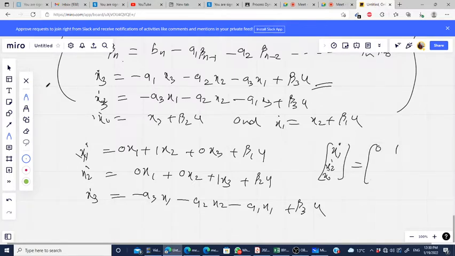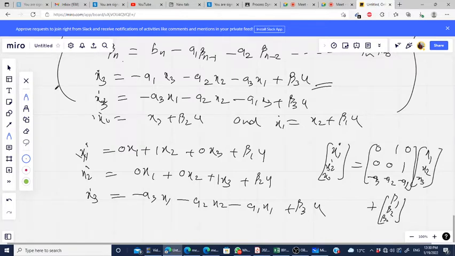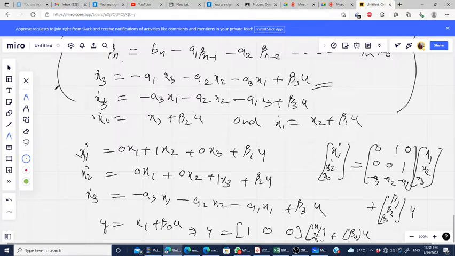0, 1, 0; 0, 0, 1; minus a3, minus a2, minus a1, times x1, x2, x3, plus beta 1, beta 2, beta 3 times u. Right? What is y? y is equal to x1 plus beta naught u. So y becomes 1, 0, 0 times x1, x2, x3 plus beta naught u. So this is the equation. So these are the representation for the state space where the forcing function involves the derivative term.